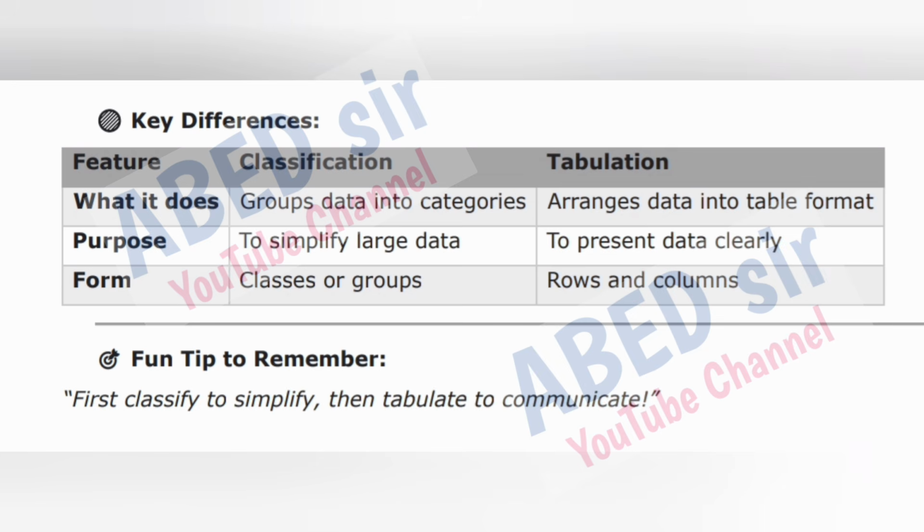Key differences. Feature: classification, tabulation. What it does: groups data into categories, arranges data into table format. Purpose: to simplify large data, to present data clearly. Form: classes or groups, rows and columns. Fun tip to remember: first classify to simplify, then tabulate to communicate.